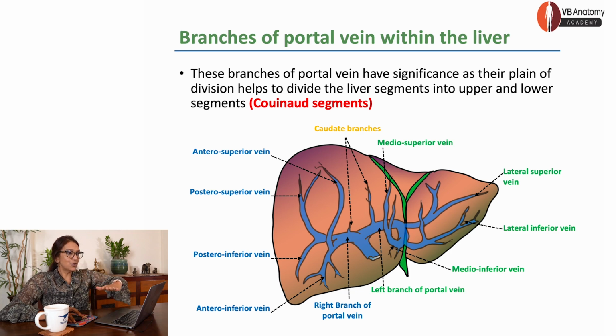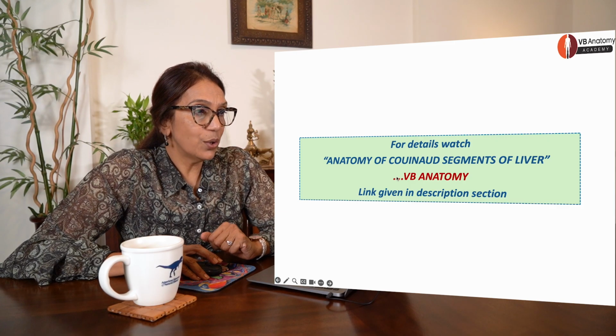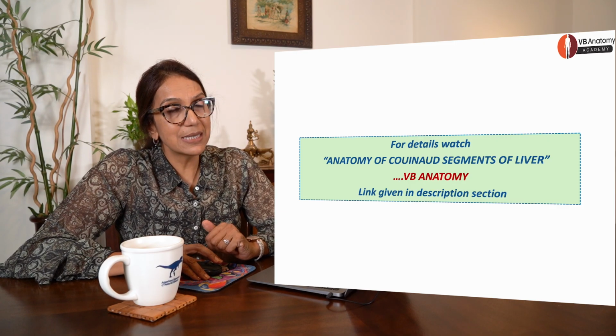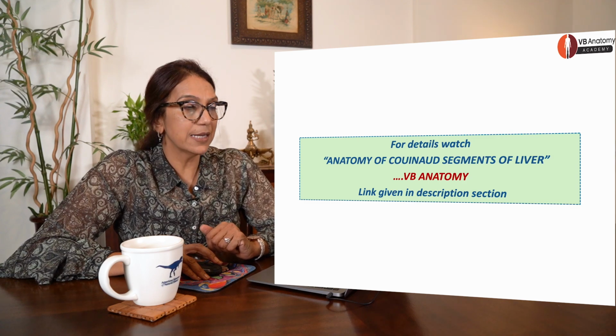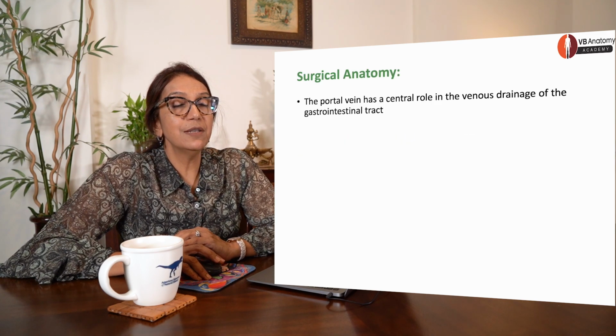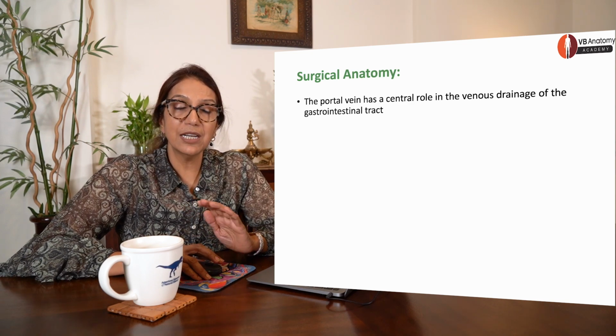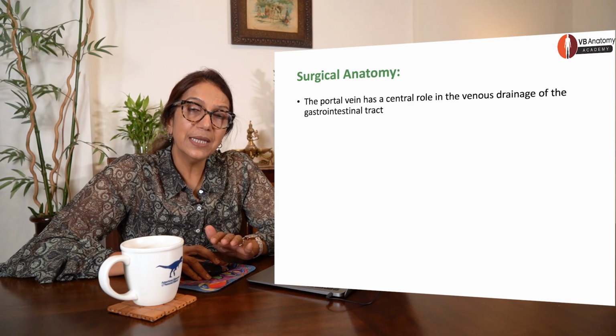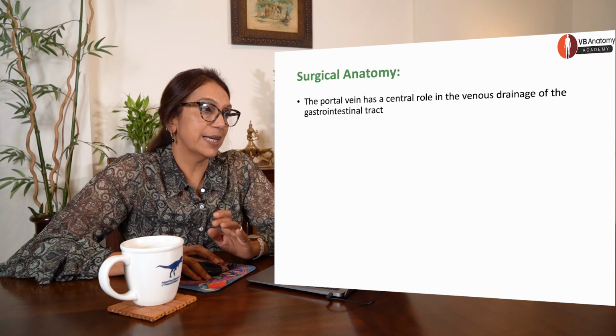So the level at which your portal vein branches out helps to divide your liver into upper half, superior half, and inferior half. Please access the Couinaud segments of liver lecture to understand those 8 segments and their anatomy. So let's talk about the surgical anatomy of the portal vein, which is very important. Just take a pause, breathe in, and let's go into the surgical anatomy.